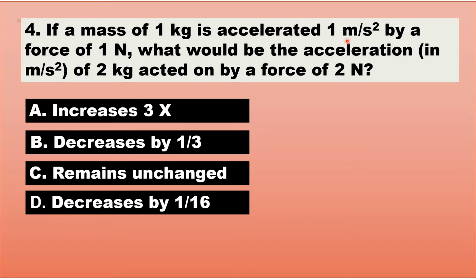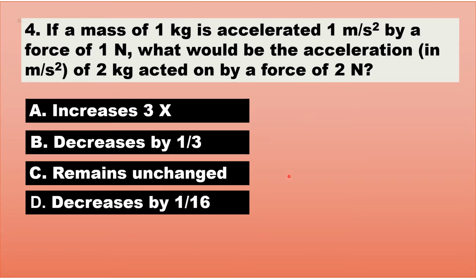Okay, question number 4. If a mass of 1 kilogram is accelerated 1 meter per second squared by a force of 1 newton, this is understood to be the net force. What would be the acceleration in meters per second squared of a 2 kilogram mass acted on by a force of 2 newtons? Is it letter A, increases 3 times, B, decreases by 1/3, letter C, remains unchanged, or letter D, decreases by 1/16? So we are looking here for a possible change in acceleration.